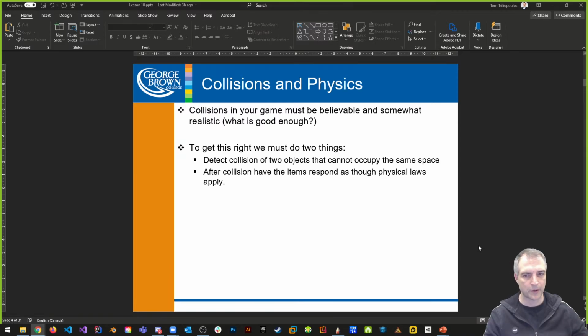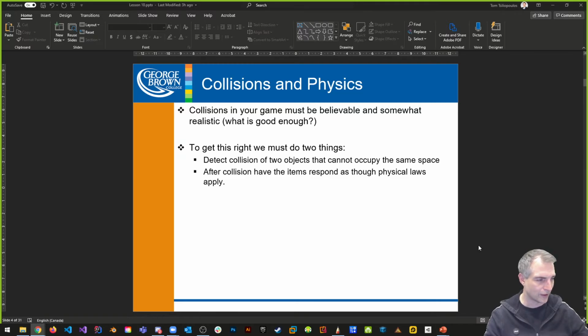So again, when we think about it from a physics perspective, detecting collision of two objects is really about objects that can't occupy the same space. So they're trying to overlap somehow. In real life, obviously what's happening is collision happens because the molecules of one object collide with the molecules of another object, and we have to go through that Newton's laws thing, which basically says for every action, there is an equal and opposite reaction.